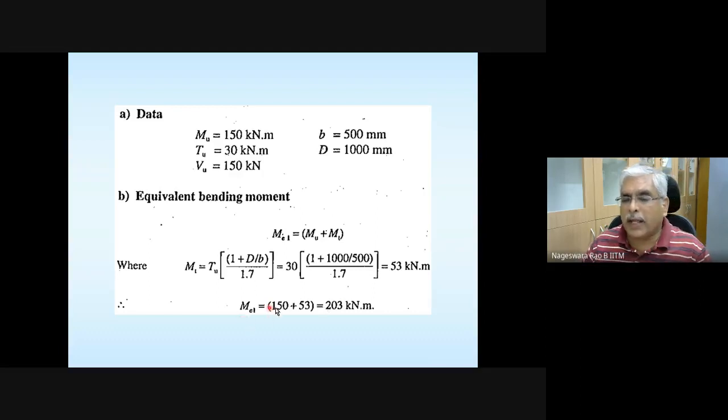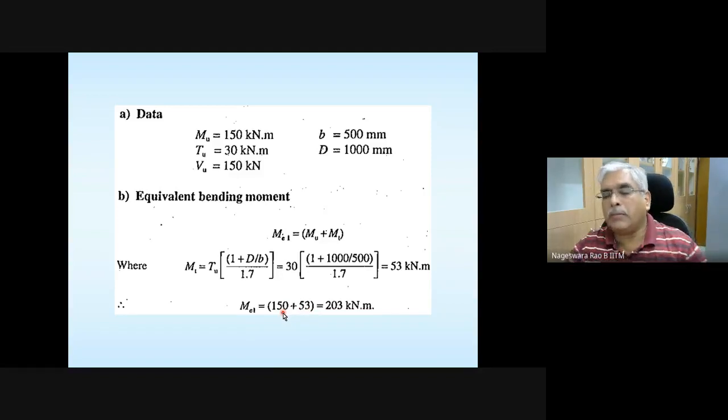Anyway, here the magnitude of MU is 150, MT is 53. So MT is less than MU, so there is no need of calculating ME2. And also keep in mind the point that Professor Amlan made: what kind of moment is this, hogging or sagging? It is going to be the same as the original moment MU.